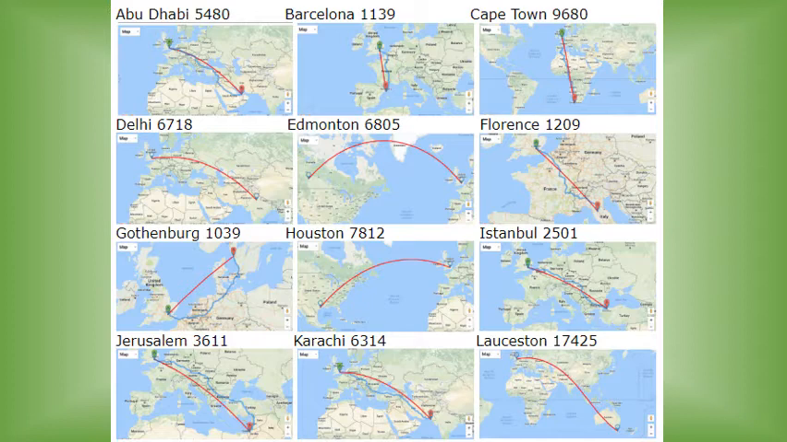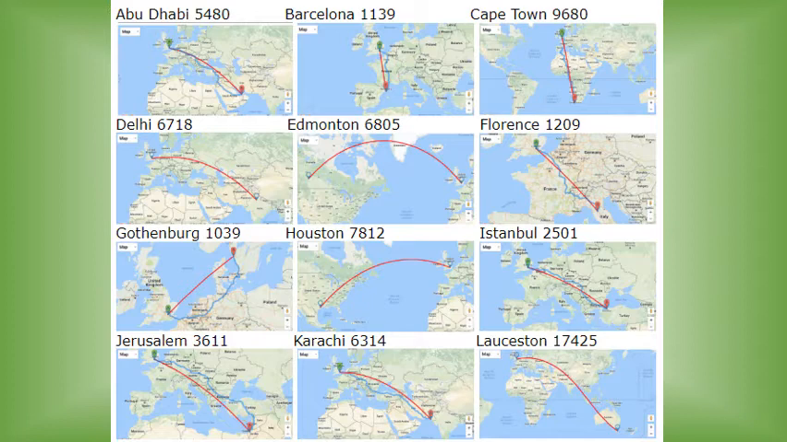Edmonton, which is in Canada, which we were studying in geography if you remember, part of North America, travelling from London to Edmonton would be 6,805 kilometres. Travelling to Florence, which is in Italy, would be 1,209 kilometres. Travelling to Gothenburg in Sweden would be 1,039 kilometres away. Houston in Texas, which is in the United States of America, another one of the countries we studied in our North America unit on geography, is 7,812 kilometres away.